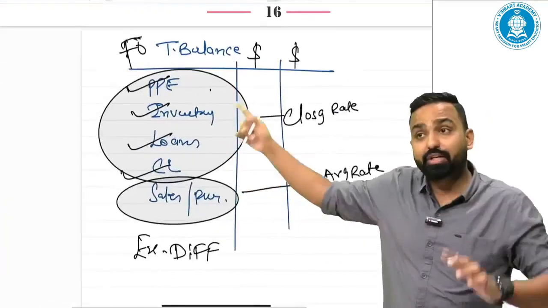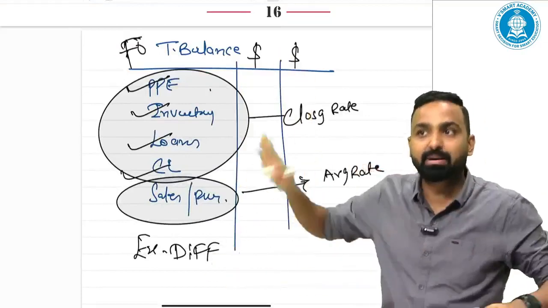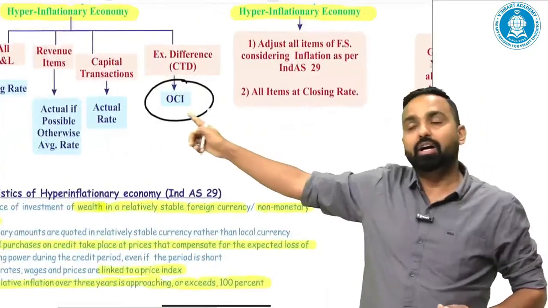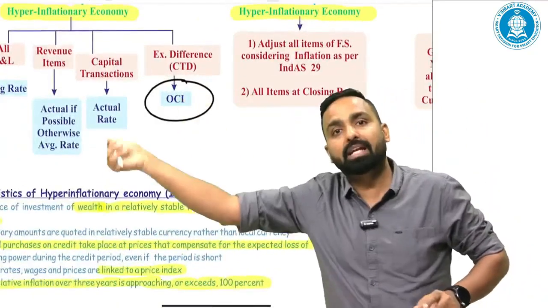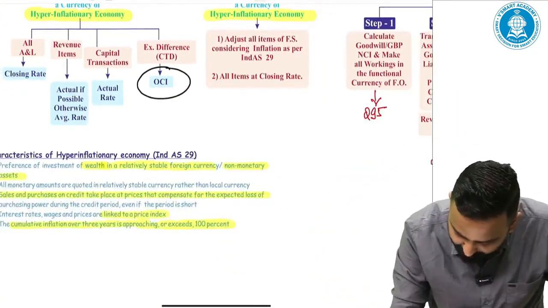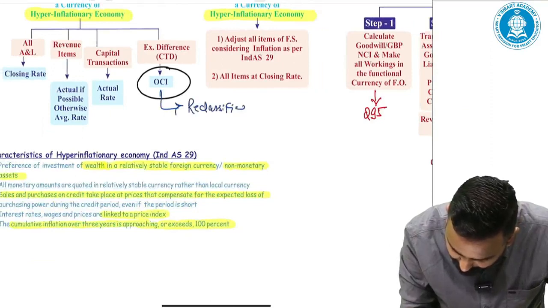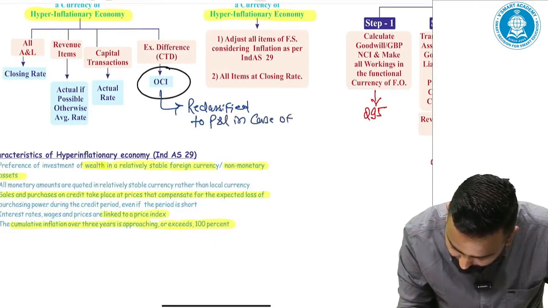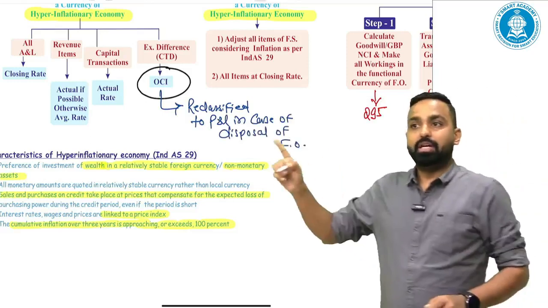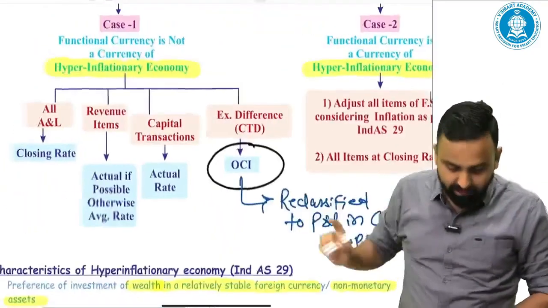See, whenever I dispose of my foreign operation, whenever I sell or end my foreign operation, I have to reclassify this OCI into P&L. So what should I write? Reclassified to P&L in case of disposal of foreign operation. In case of disposal of foreign operation, I have to reclassify it to P&L. Guys, are you understanding? So that was the rule.